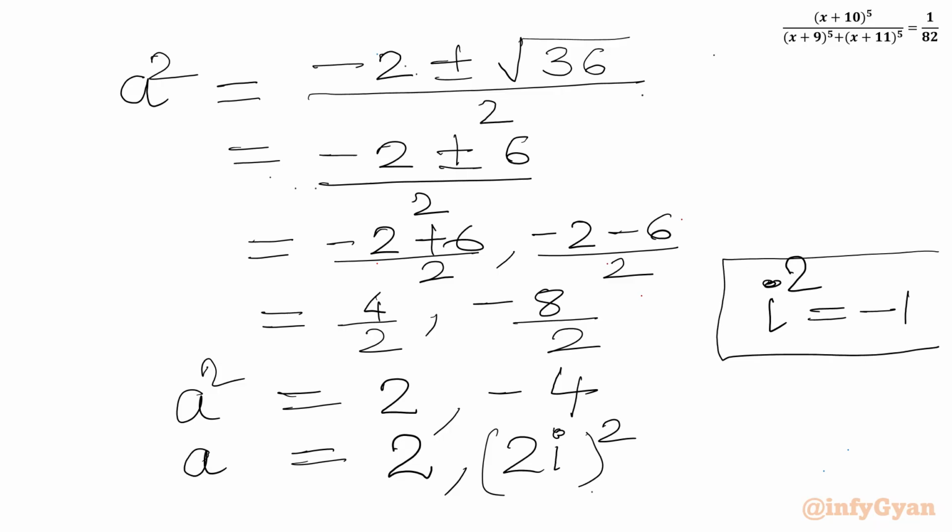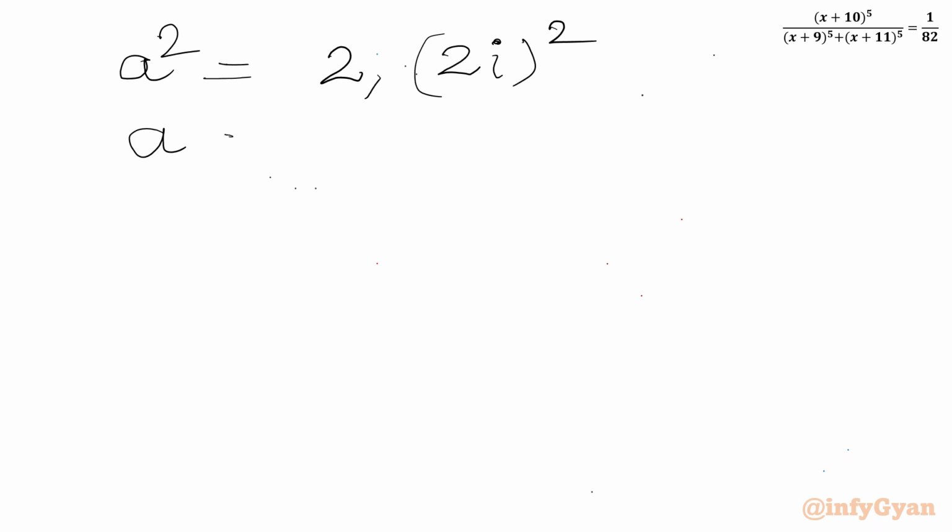Now we will take the square root both sides. Let me write once: 2 and 2i whole square equal to a square. Now I will take square root both sides. We will be getting plus minus root 2 here and plus minus 2i here.